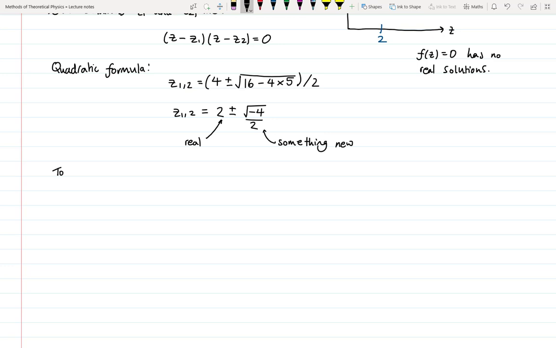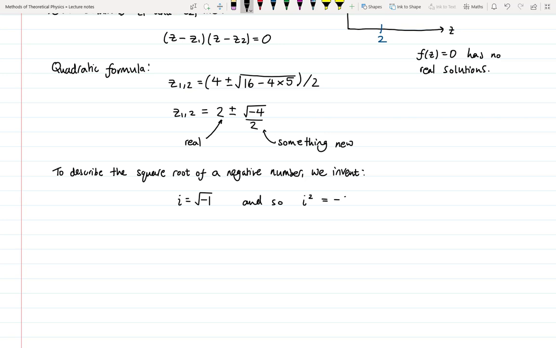So, to describe the square root of a negative number, we invent a number i, which is defined as the square root of minus 1. And so i squared, i times itself, gives us minus 1.